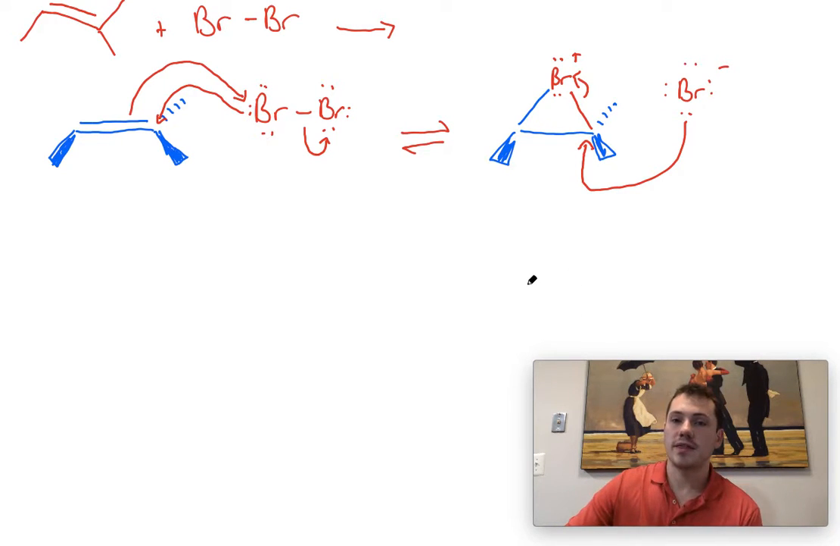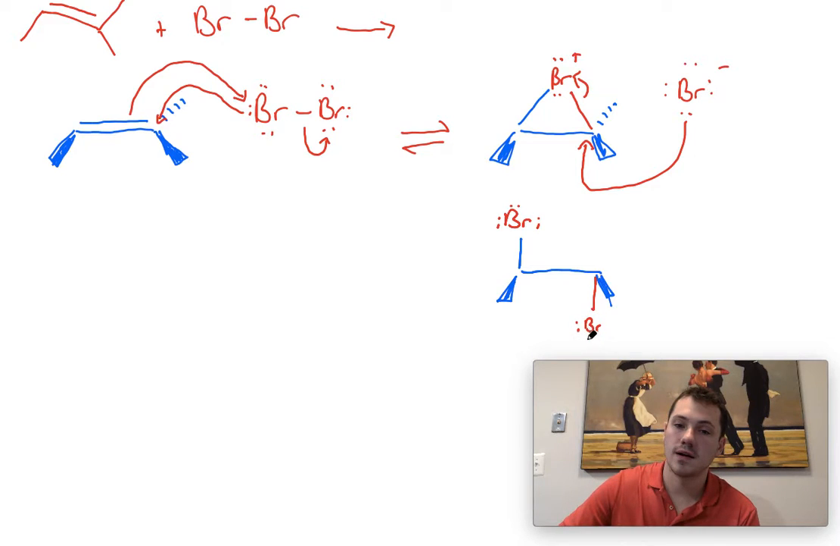And what we're going to end up with, notice the bromine attacked from the bottom when this bromine attached to the top. So after it's all said and done, we're going to end up with this bromine over here, and then this bromine down here. Can't forget about that methyl group. And that's it. That's basically what happens.